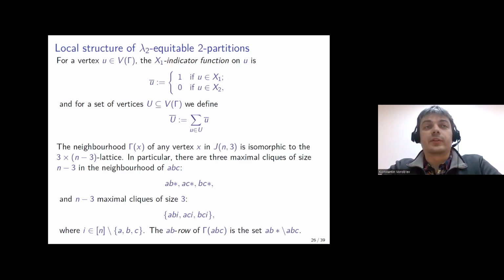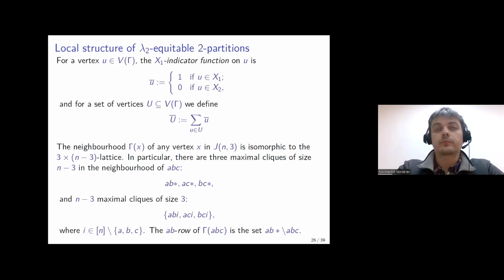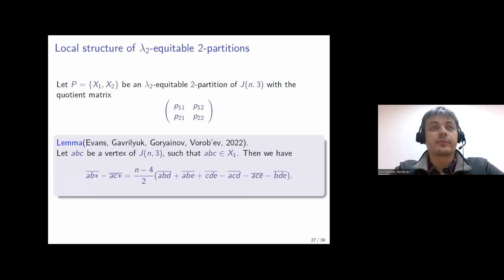It is known that the neighborhood of any vertex of a Johnson graph is isomorphic to the 3 by n minus 3 lattice. In particular, there are 3 maximal cliques of size n minus 3 in the neighborhood of ABC, and we will denote them as AB star, AC star, and BC star. And also n minus 3 maximal cliques of size 3 of the following form. And also, let us denote by AB row the set AB star minus this vertex ABC. So this is some technical stuff.